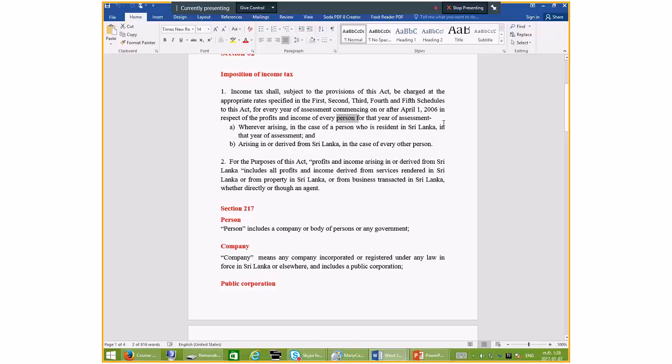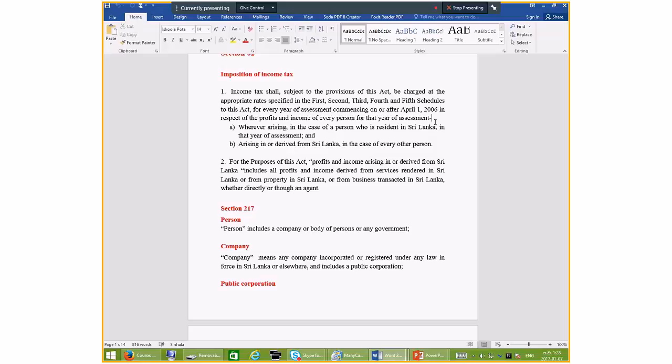But how are we going to tax an individual now? The question arises. Here, the person includes, which means there may be other persons also. Now an individual also comes within the meaning of person, right? Now, company: we can tax any company incorporated in Sri Lanka on the profit it derives.